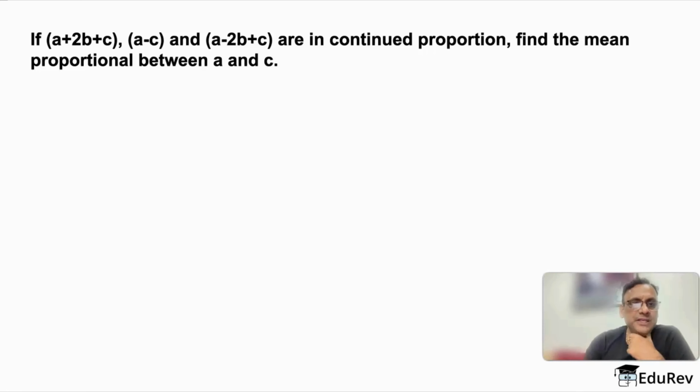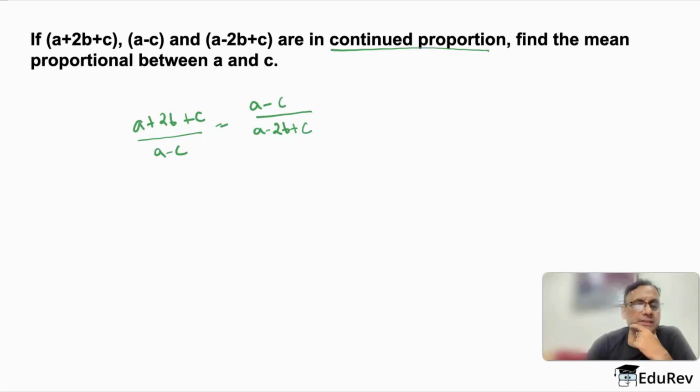If a plus 2b plus c upon a minus c is equal to a minus c upon a minus 2b plus c, they are in continued proportion, then find the mean proportional between a and c. Okay, no option here but to cross multiply, and when you cross multiply you'll get 3 into 3, you'll get 9 terms, so you'll have to be slightly careful about the cross multiplication.